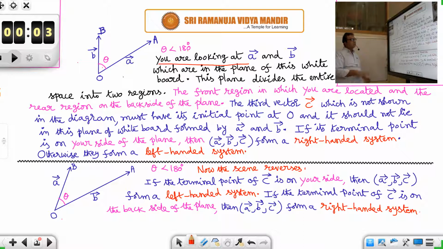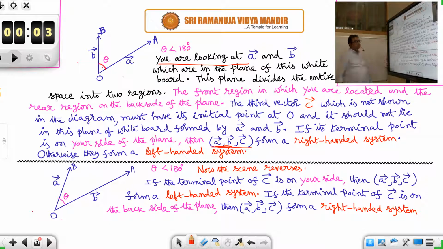Because what is the method we have used there? In the ordered triad, from the first vector to the second vector, A bar to B bar, you have to fold your right hand fingers through an angle less than 180. So, starting from here, you fold your right hand fingers like this. The thumb is showing this direction, this side of the plane. So C bar's terminal point must also be on this side, where you are standing, so that A bar, B bar, C bar is a right-handed system. Otherwise, it is a left-handed system.